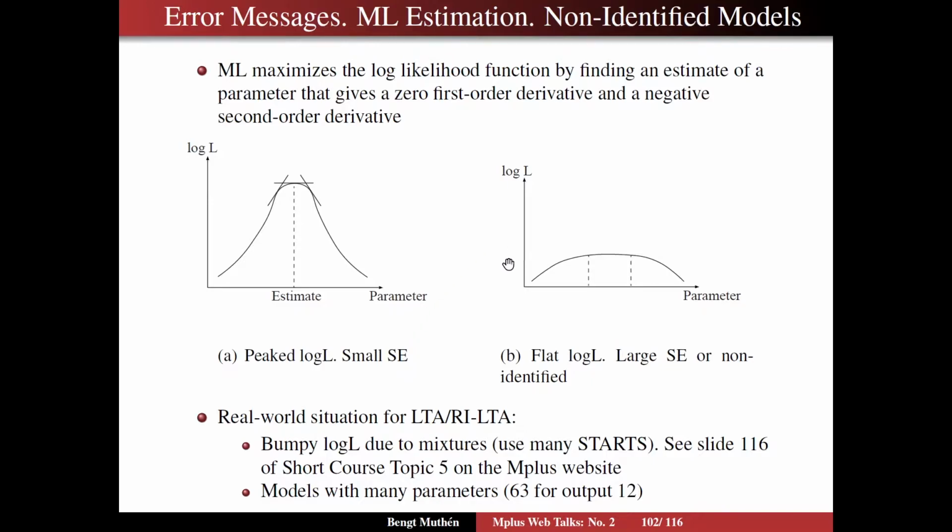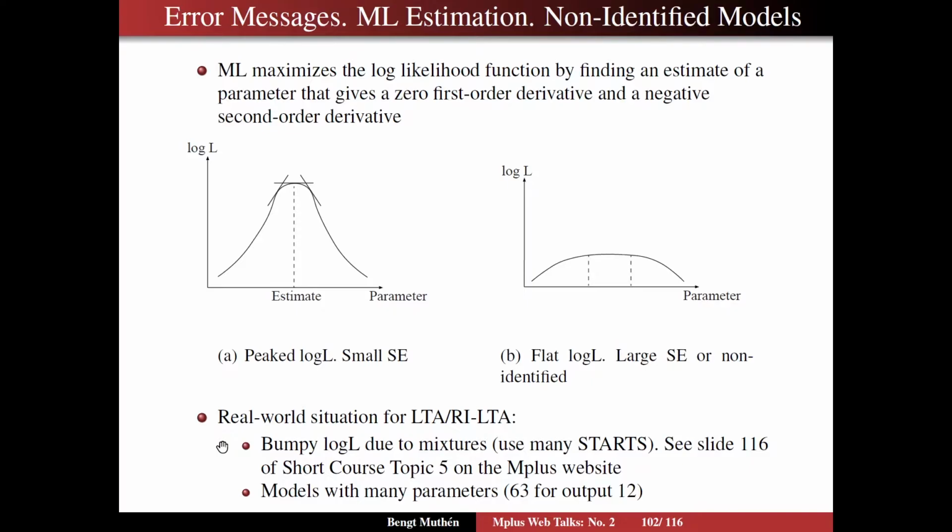In contrast, you have the picture on the right, where you have a very flat log likelihood in a large part of the parameter space. So you would get a large standard error, or if this is totally flat, it's a non-identified model, because you have two different parameter values that give the same log likelihood value, so you can't tell which one to choose. Non-identified model.